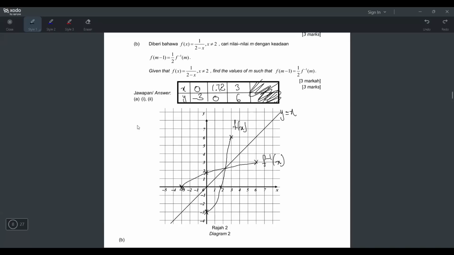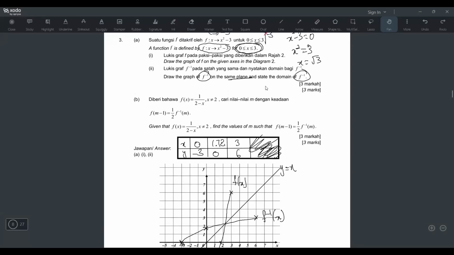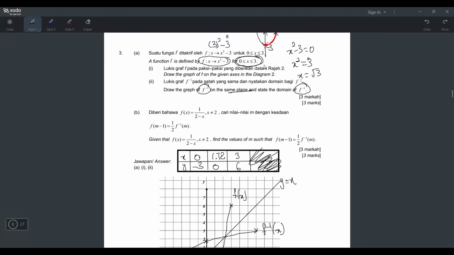So this is how it looks, right? Okay, so I think that's all right. Draw the graph of f inverse. Okay, done. But oh, they want you to state the domain of f inverse. Wait, what's domain? Okay, do you remember just now?